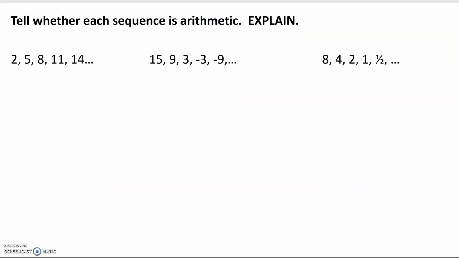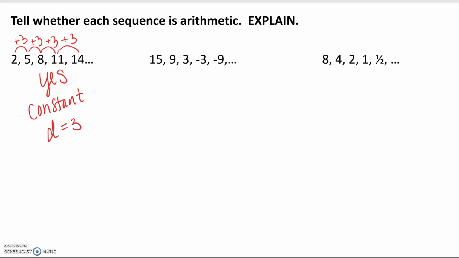So we're going to do a few more of those. We're making sure that we're explaining so that we understand why it is or is not. So I'm looking at my next sequence, figuring out what is happening between each of the numbers. So from 2 to 5, I'm adding 3. 5 to 8, I'm adding 3. 8 to 11, adding 3. 11 to 14, adding 3. So yes, this is arithmetic because I do have a constant difference or a common difference, and that is by a positive 3. So my d or my common difference would be 3.